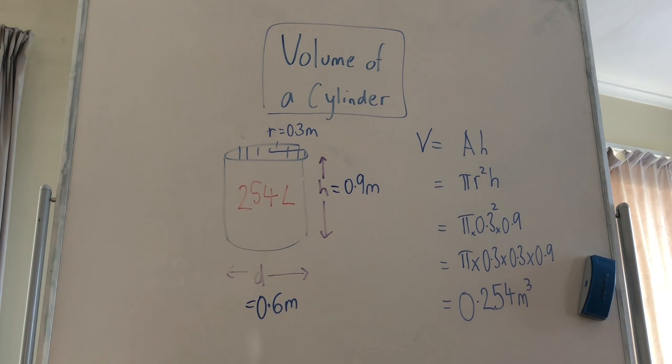Let's find the volume of a cylinder. The volume of a cylinder is V equals A times H, where H is 0.9 of a meter and the area is that circle shaded in at the top. Now the formula is pi r squared times the height h. So that's pi times 0.3 squared times 0.9. If you work 0.3 out, times it by itself, you're going to get, when you multiply it by pi and by 0.9, 254 or 0.254 cubic meters.